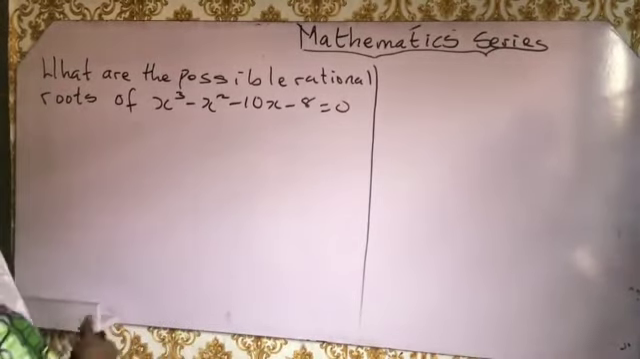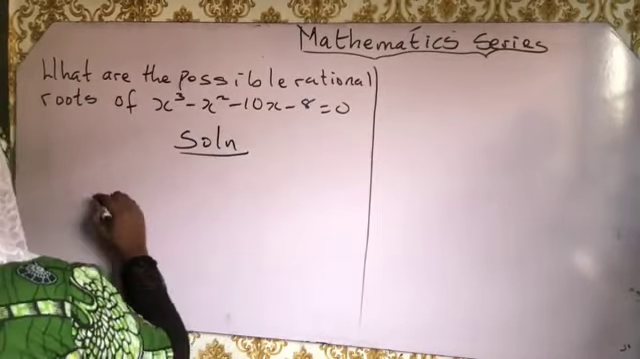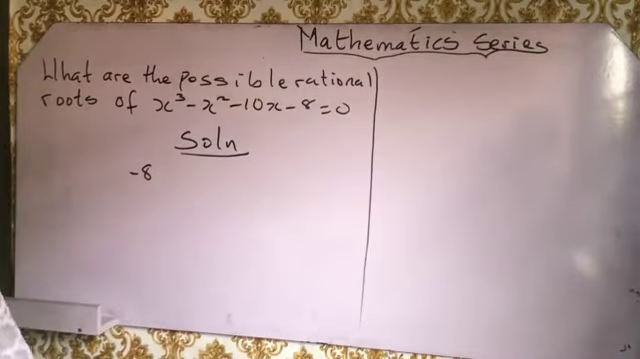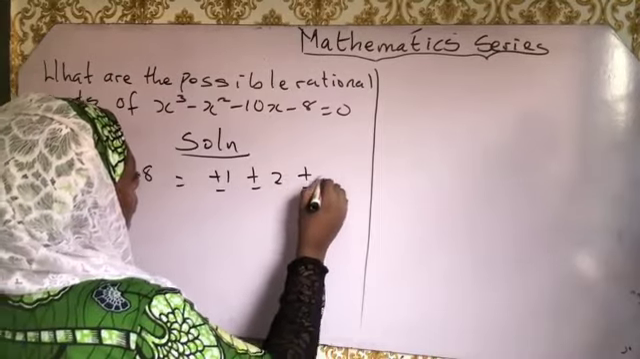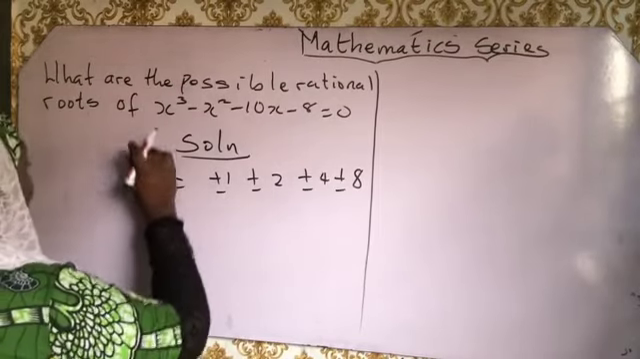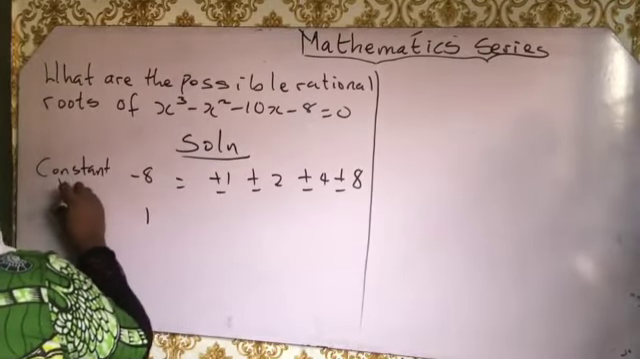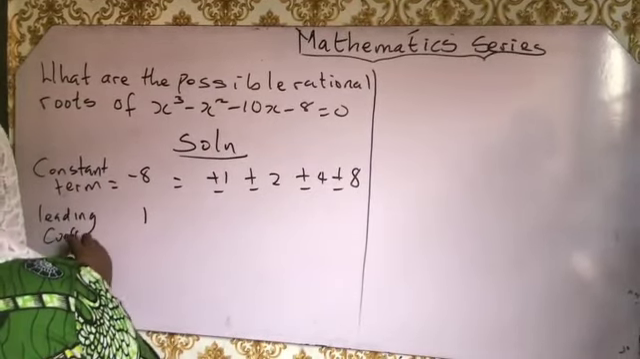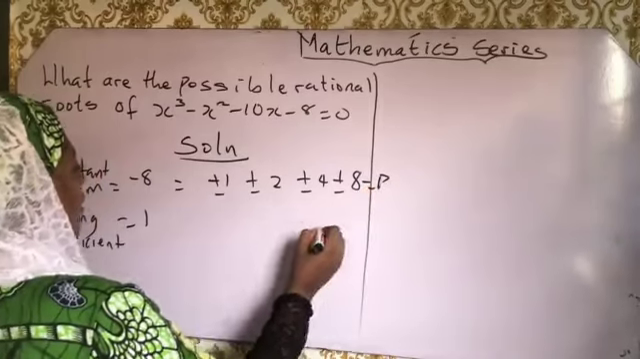Now, in the previous class, we said we take the factors of the leading coefficient and the factors of the constant term. The constant term is 8, or let's say negative 8. Now, what are the factors of negative 8? You have plus or minus 1, plus or minus 2, plus or minus 4, and plus or minus 8. The leading coefficient is 1. So this is the constant term, and this is the leading coefficient, that is 1.